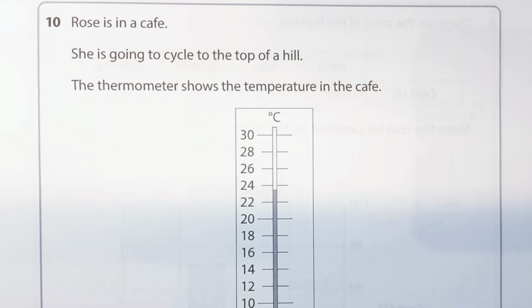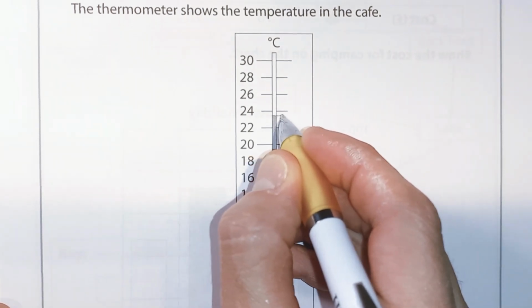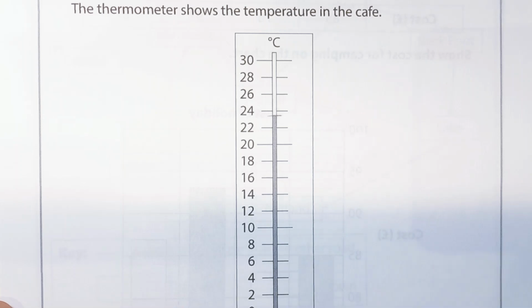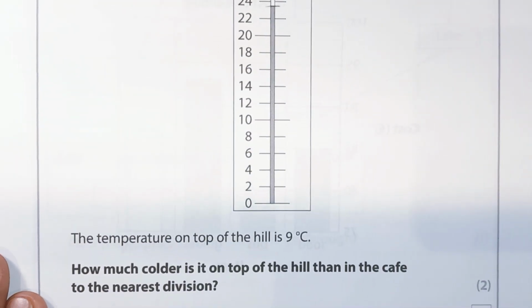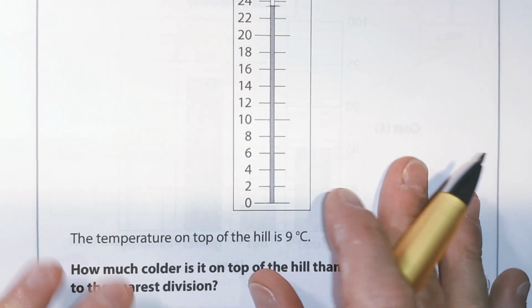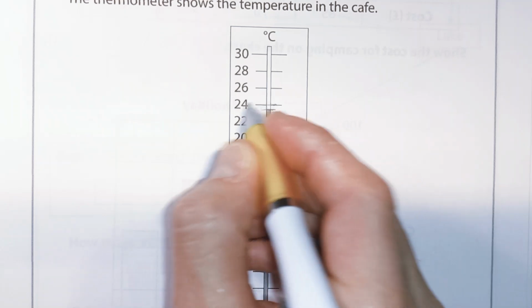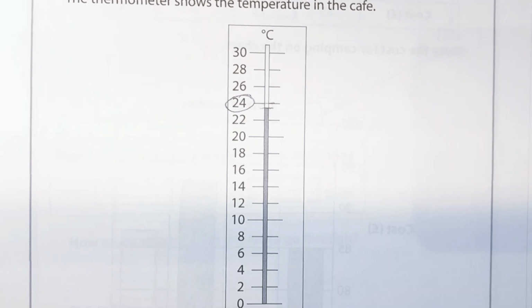Question 10. Rose is in a cafe. She's going to cycle to the top of a hill. The thermometer shows the temperature in a cafe. And this marking here, that's showing us the temperature there, where it's coloured up to. And it says the temperature on the top of the hill is 9 degrees. How much colder is it on top of the hill than in the cafe to the nearest division? Now, when they say nearest division, they mean the nearest marking, one of these lines. So what are we nearest to? Well, that's the top, and it's closest to this marking, really, which is 24 degrees.